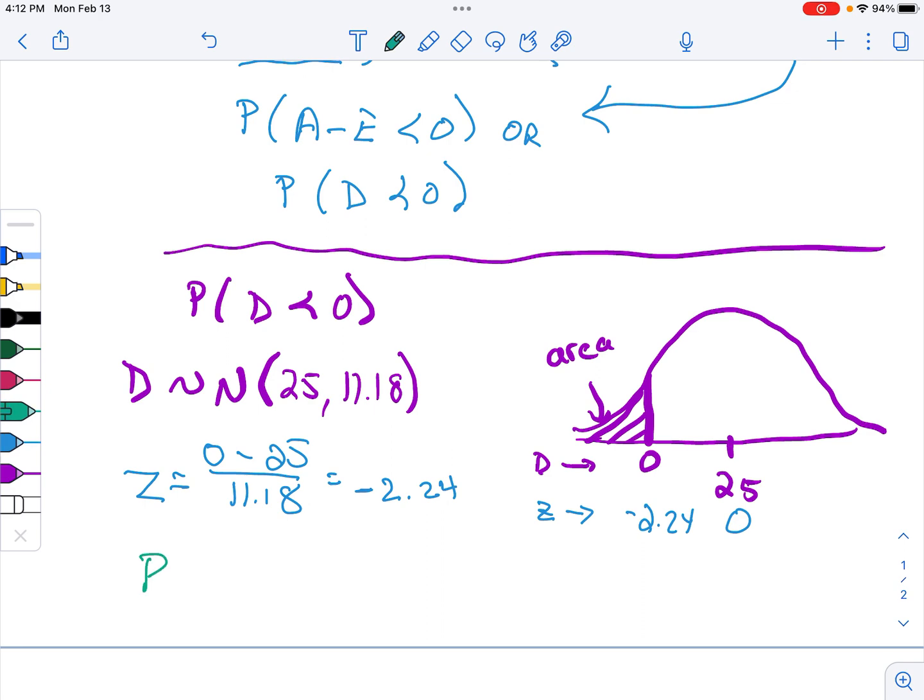So the probability that Z is less than or equal to negative 2.24, we're going to use the normal CDF command, and we're going to put negative infinity and then we are going to go to 0, and we're going to use a mean of 0 and a standard deviation of 1.